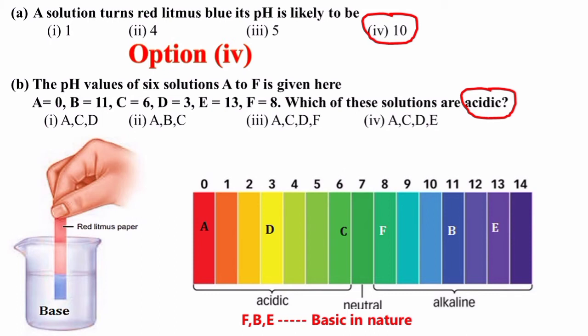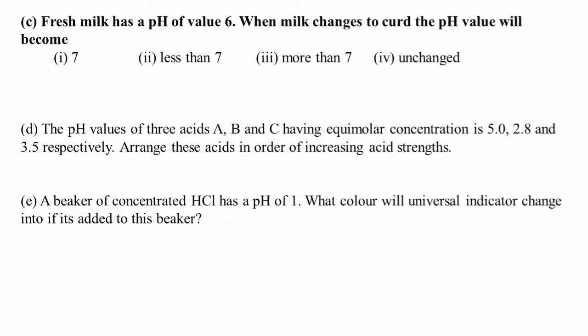So the easy way to answer this question is eliminate the options that contain F, B and E. So once you eliminate the options, the only option you are left with is A, C and D. So option 1 is the correct answer for this question. Eliminating options will help you very quickly to solve multiple choice questions. Yes, let's move on to the third question.